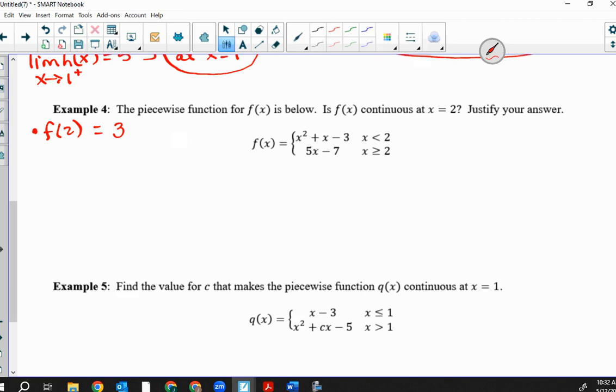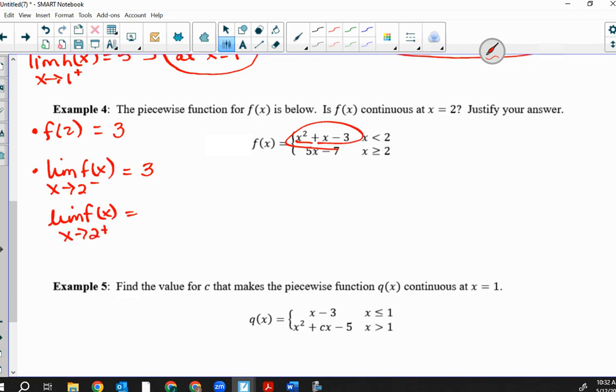All right, guys, let's walk through this one. Function value, everybody okay with getting 3 when we plug the 2 in? Okay. Then we got to do our limits. Limit of f of x as x approaches 2 from the left. When you plug it into that top piece, what do you get? Exactly 3. And then the limit of f of x as x approaches 2 from the right. Plugging it in here, what do we get? 3. Okay, same, right? So that means the limit exists.